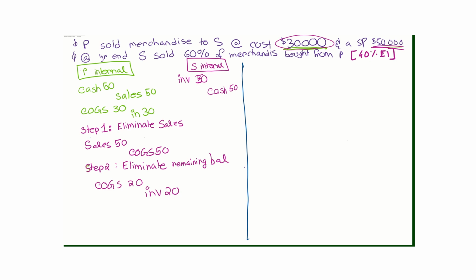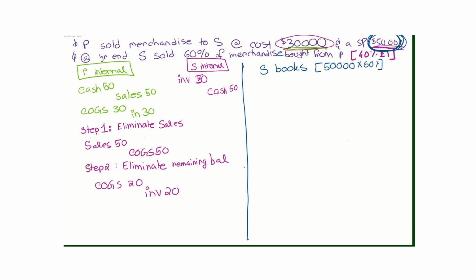S sold 60% of the merchandise, correct? So on S's books, remember that S bought inventory from P at the value of 50,000. So in S's books, inventory bought from P was valued at 50,000. Well, of these 50,000, S has now sold 60% of it, right?